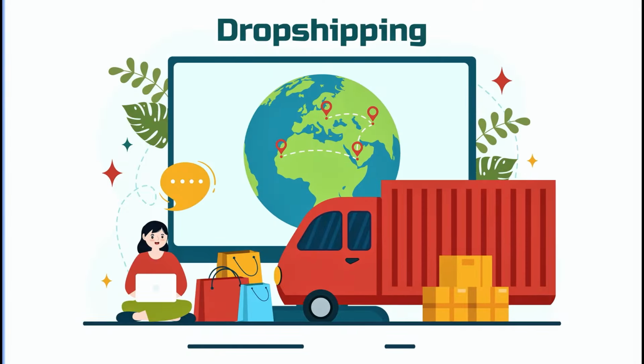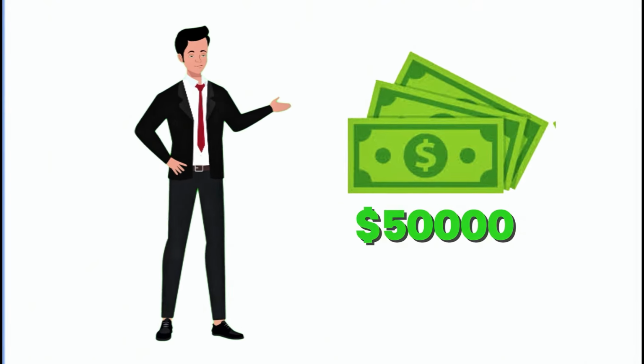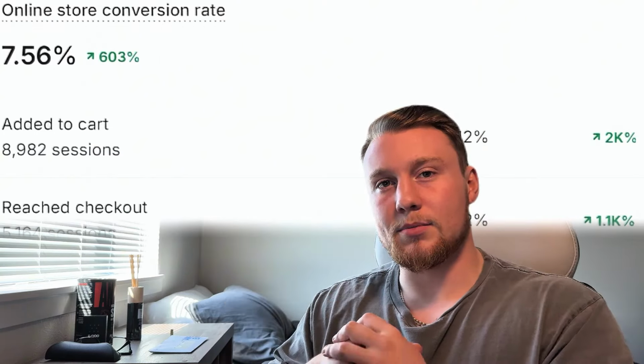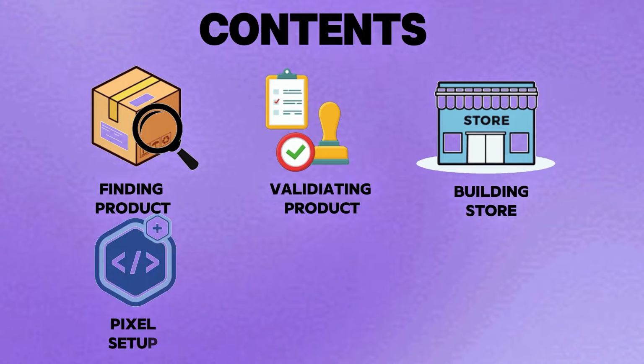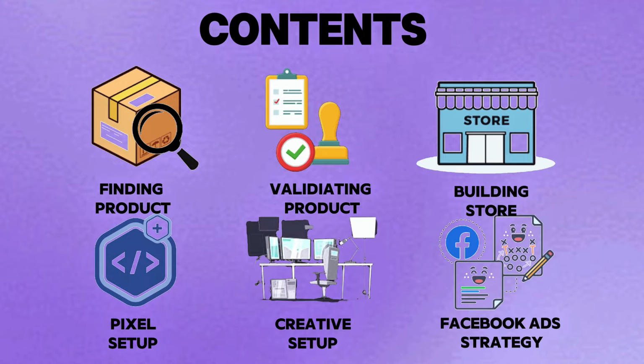But today we're going to be going over an A to Z dropshipping course on how I made nearly $50,000 last month and maintained a 7.56% conversion rate. A couple of things that we're going to be going over in this video is finding products, validating the products, building the store, pixel setup, creative setup, and Facebook ad strategy testing.